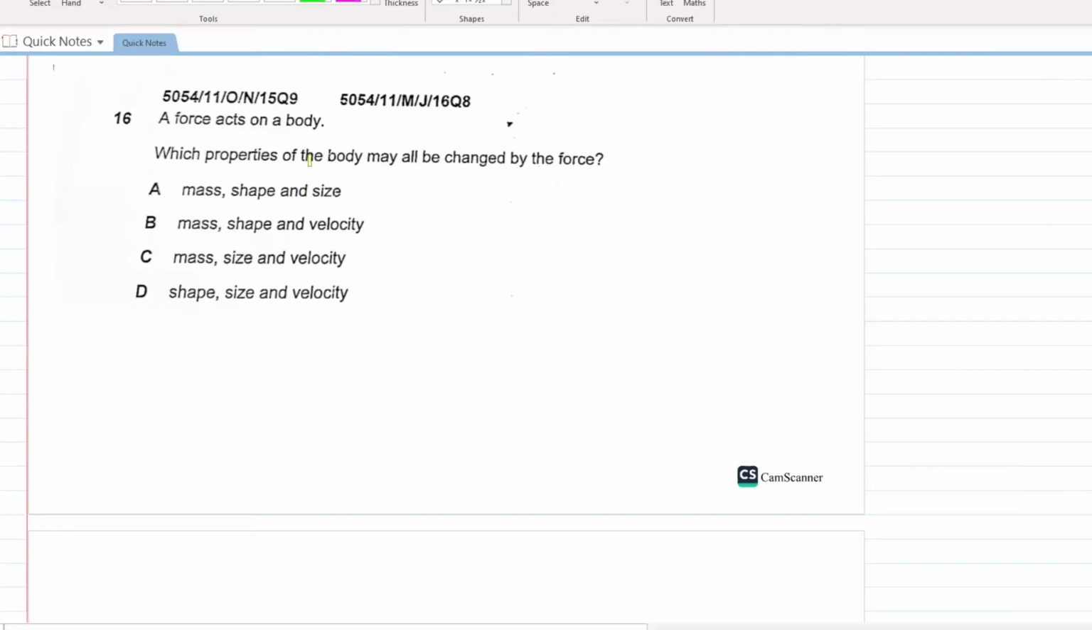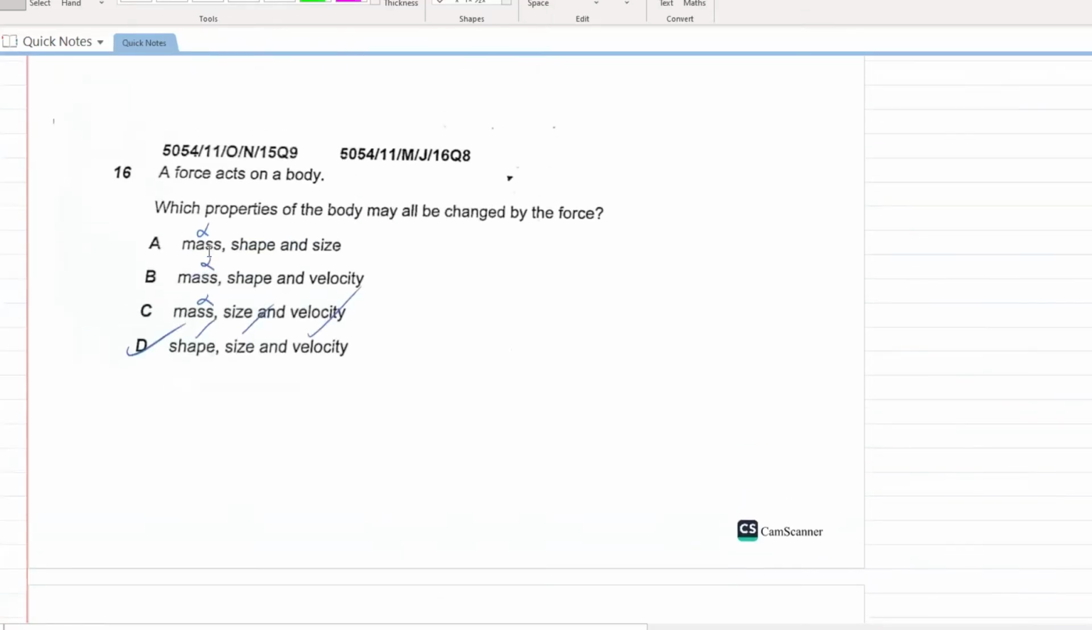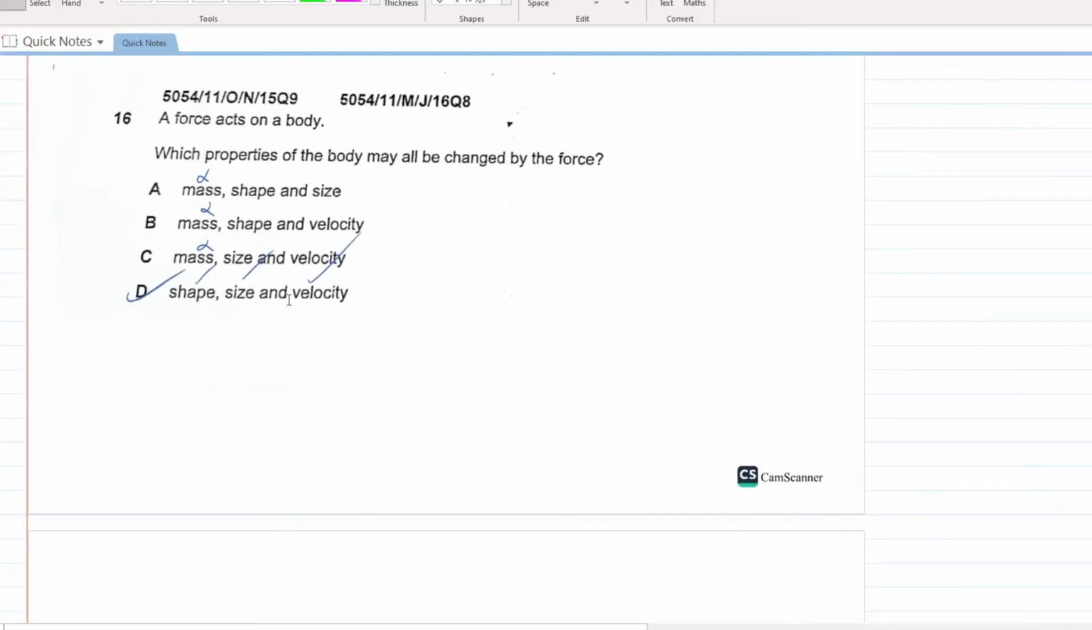A force acts on a body. Which properties of the body may all be changed by the force? Okay. What does force change on a body? Does it change the mass? No. Can it change the shape? Yes. Can it change the size? Can it change the velocity? Yes. D is your answer. Always remember, mass can never ever be changed.